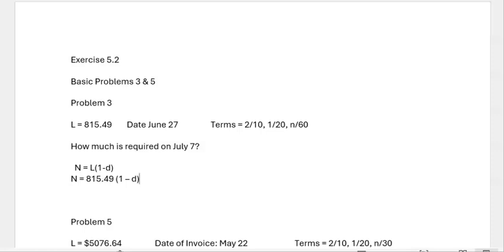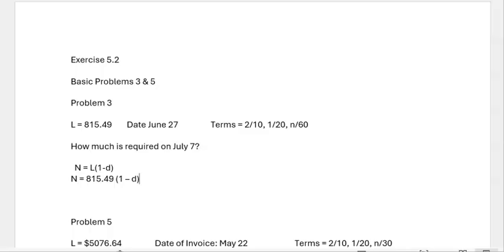The terms on the invoice were 2/10, which stands for a 2% discount if you pay within 10 days; 1/20, a 1% discount if you pay within 20 days; and N/60, which means you have up until 60 days to pay the full amount. If you wait until after 60 days, you will most likely be charged interest on the outstanding amount. So they've given you terms of 2 months to pay in full, but they've also enticed you: if you pay within 10 days, I'll give you a discount.